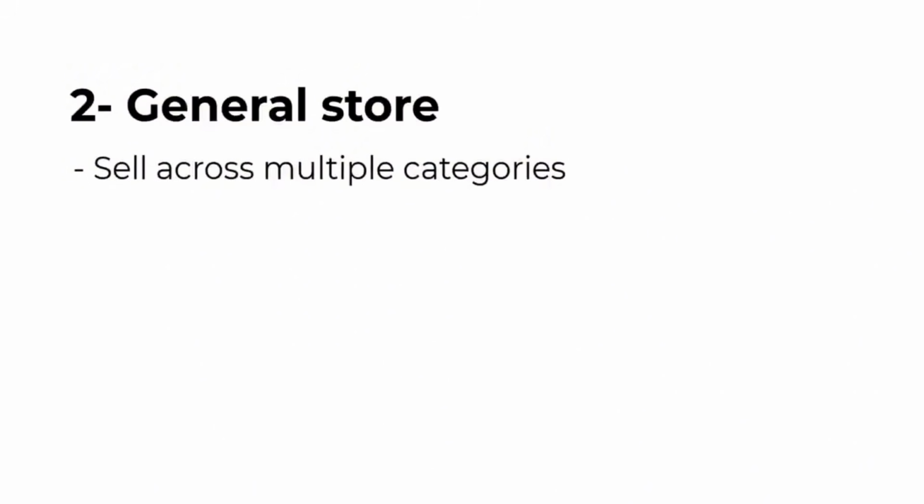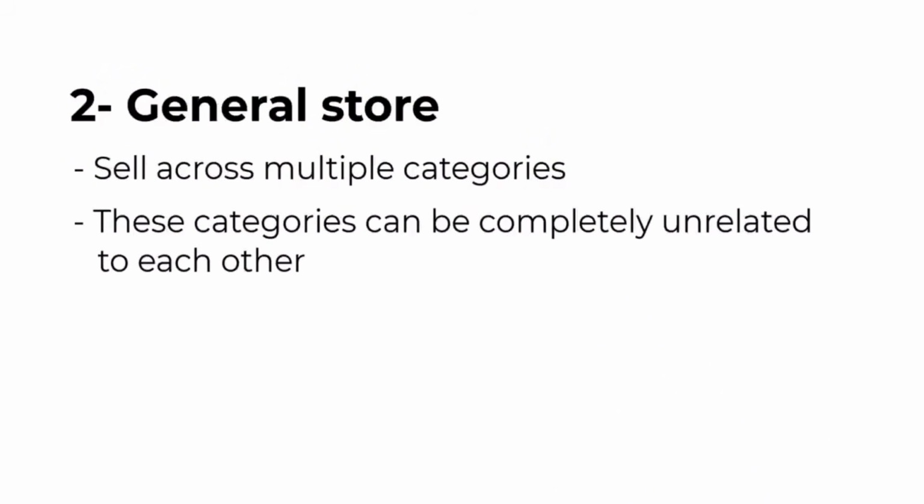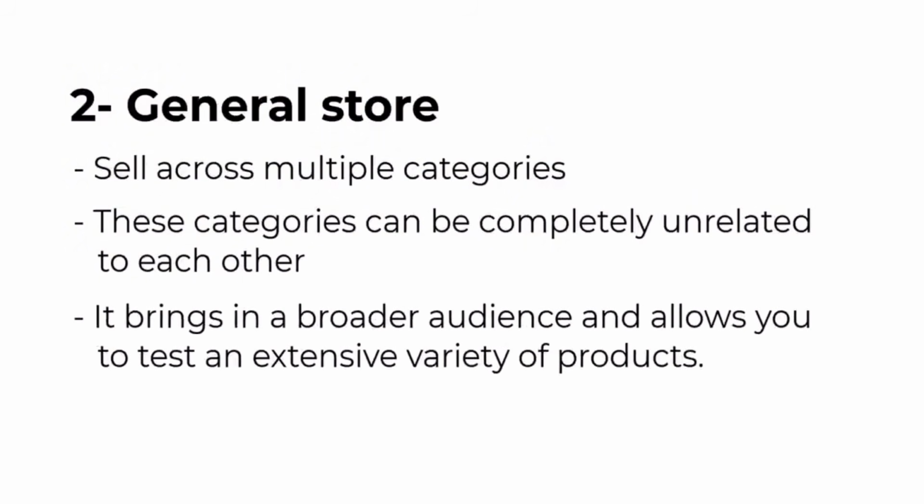The second type of dropshipping store is the general store. General stores are dropshipping stores that sell across multiple categories. These categories can be completely unrelated to each other, and that is what makes the store general. Think of Walmart or Amazon. Dropshippers may choose to go with a general store because it brings in a broader audience, allows you to test an extensive variety of products, and appeals to many customers at once.